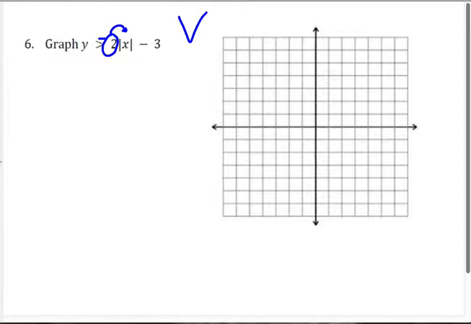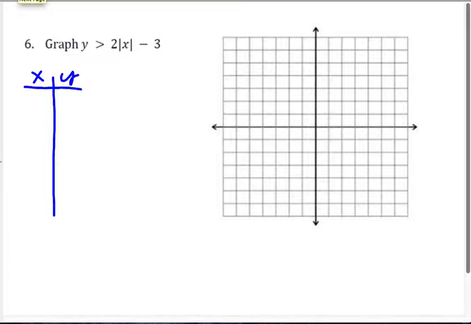If this was negative 2 here, negative 2 times anything that comes out of there is going to be negative. So that would open down. That's how you can tell if an absolute value function opens up or down. Anyway, finding the vertex, once again, you don't have to find the vertex. You can just do negative 2, negative 1, 0, 1, and 2 if you wanted to. But I'm going to find the vertex.